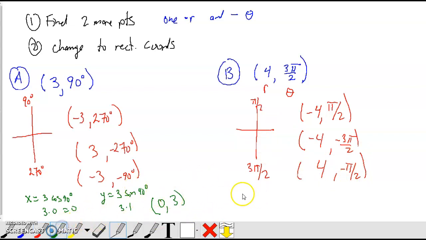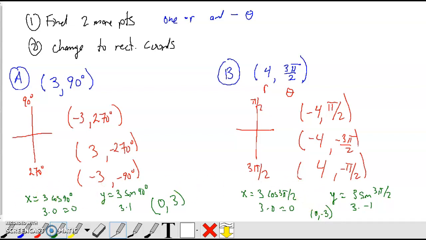And then last but not least, my coordinates. So 3 times the cosine of 3 pi over 2. That's 3 times 0, which gives me 0. Y would be 3 times the sine of 3 pi over 2, which gives me 3 times negative 1. So the point would be 0, comma, negative 3. Okay.